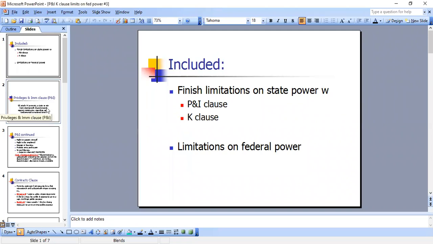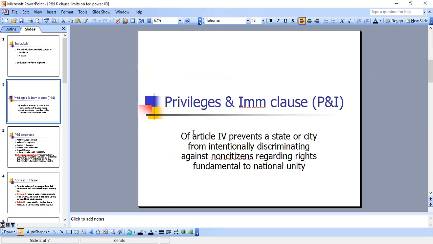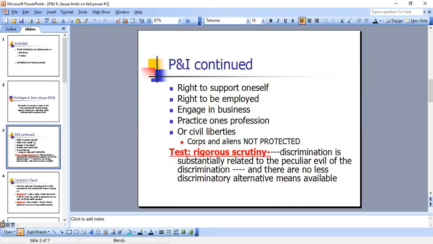So first of all, the Privilege and Immunities Clause. The Privilege and Immunities Clause prevents a state or a city from intentionally discriminating against non-citizens regarding rights fundamental to national unity. Okay, so non-citizens. State or city from intentionally discriminating against non-citizens regarding the rights fundamental to national unity. A lot of MBEs on these.